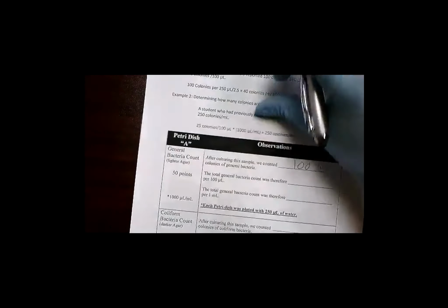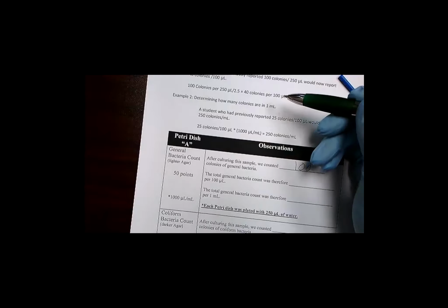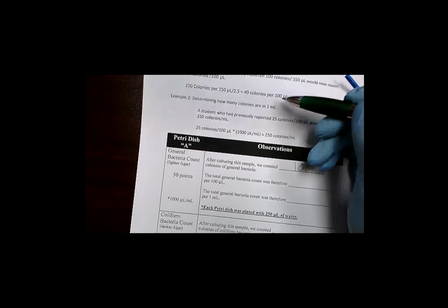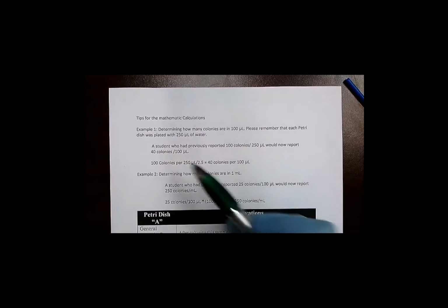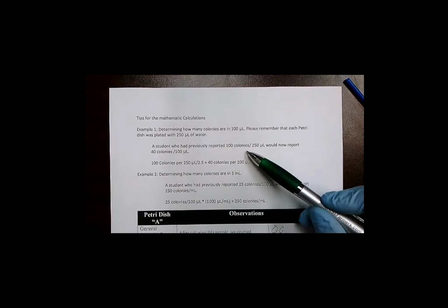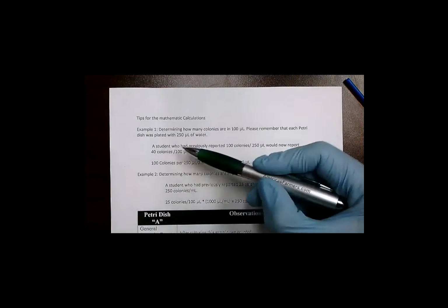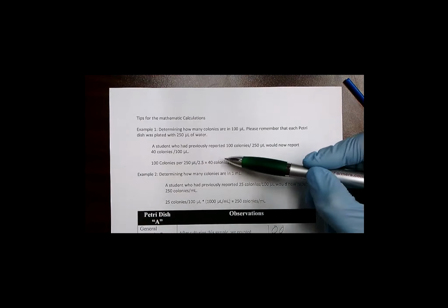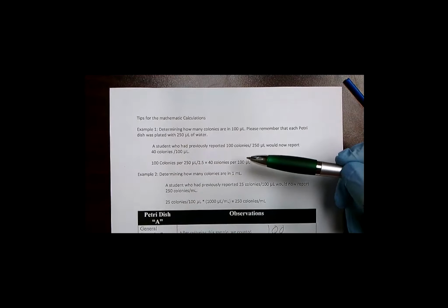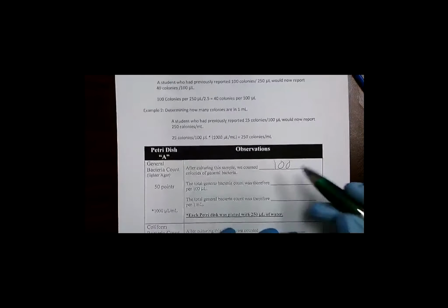And above this, which they will not have, but you do to practice with, is a couple examples pretty much taken out of the Carolina manual that you can purchase, but I've given you some stuff here to help you. So a student who had previously reported 100 colonies in a 250 microliter sample would now report 40 colonies. So they've done 100 divided by 2.5 to get 40 colonies. You can practice with the students how to do those calculations, do the cancel out methods. You guys can do that with them. So they'll have to put that answer right here.